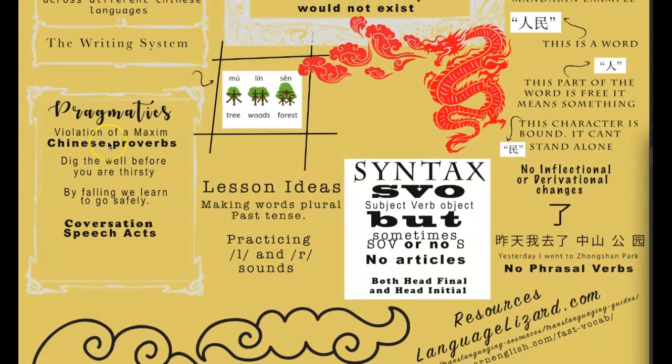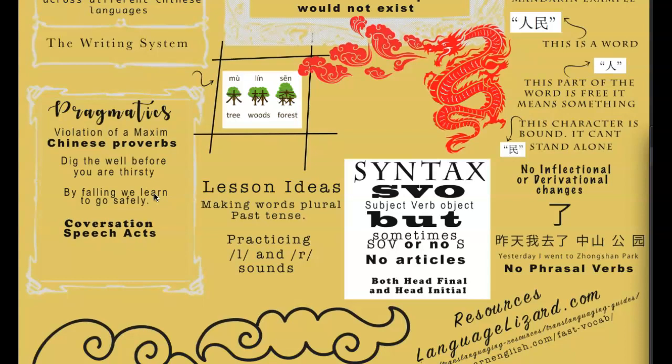Pragmatics of Mandarin. We have all heard of Chinese proverbs. We see they violate maxims. What they say is quite different than what they mean. So this proverb says, dig the well before you are thirsty, which actually means plan ahead. This one says, by falling we learn to go safely, which actually means we learn from our mistakes.